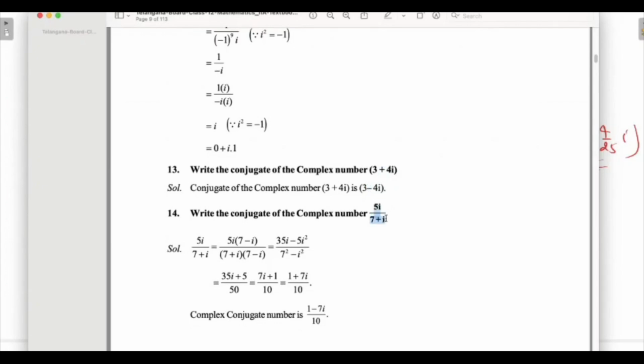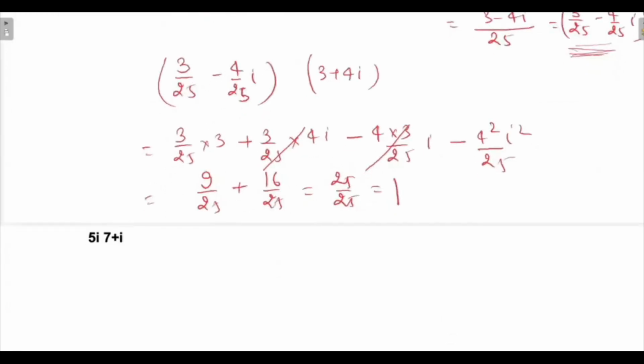But what about this? Write the conjugate of 5i divided by 7 plus i. We have to write the conjugate of 5i divided by 7 plus i. So as I said, if any complex number is in this format, 7 plus i, first rationalize it. So I'll multiply by 7 minus i, 7 minus i.